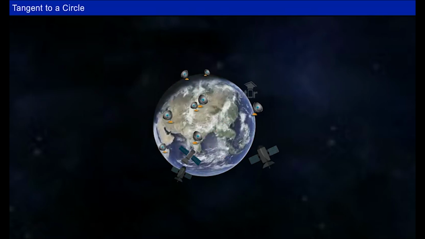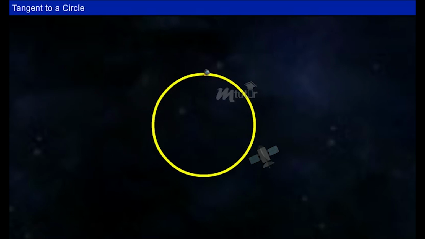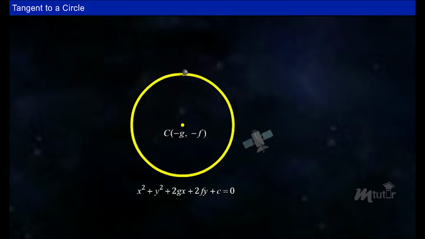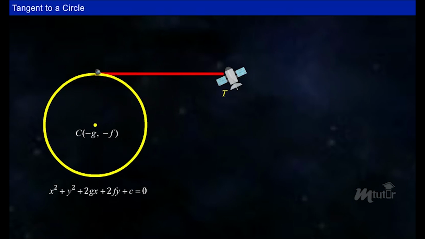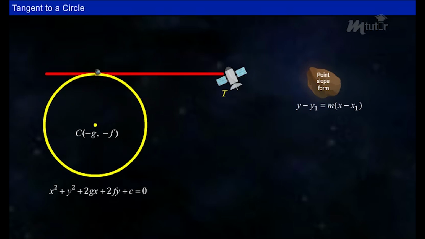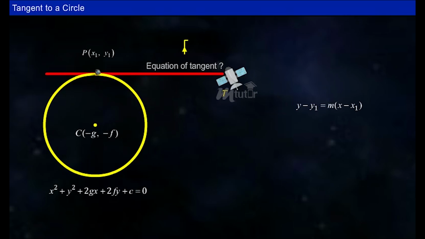Consider any station of the satellite on the Earth. Assume that the Earth is the circle with center C. Then it has an equation as shown. How can we find the tangent to a circle? We already know the point-slope form as shown. When this equation passes through the tangent point P, then it forms the tangent equation. To form the equation of a tangent, we need two things, a point and a slope.